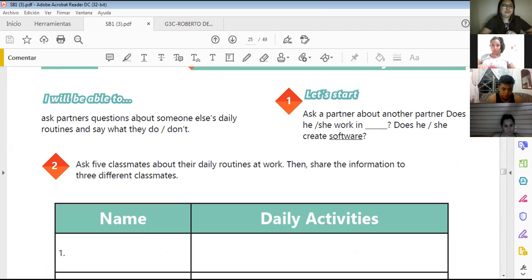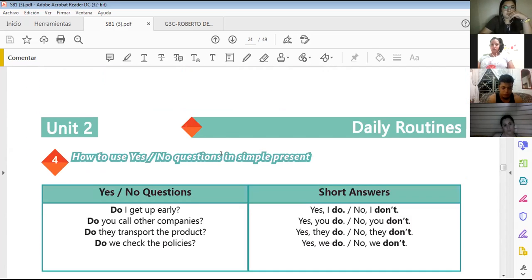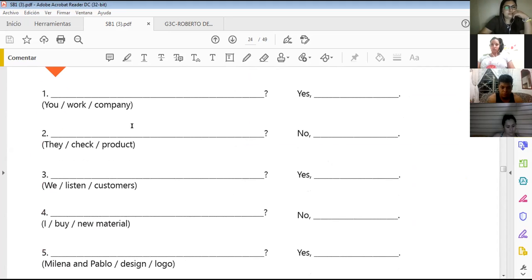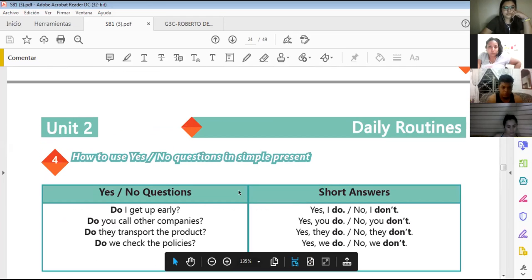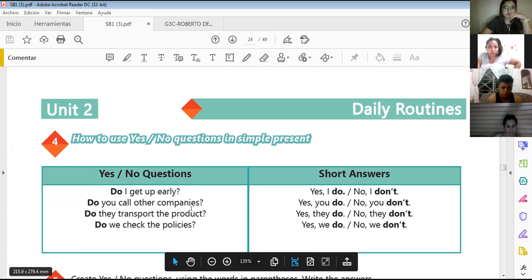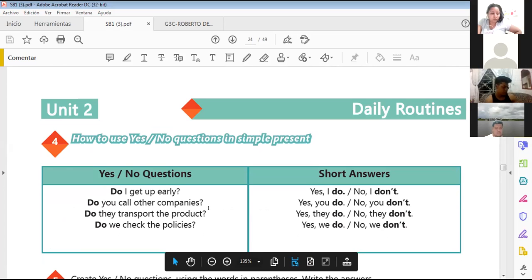we are going to ask partners questions about someone else's daily routines and say what they do and they don't. Okay, for example, we're going to ask them these questions. Do you work in a company? Do you check products? Do you listen to customers? Do you buy new material? Do you design logos? Do you get up early? Do you call other companies? Do you transport the product? Do you check the policies? Is that clear? All those questions.